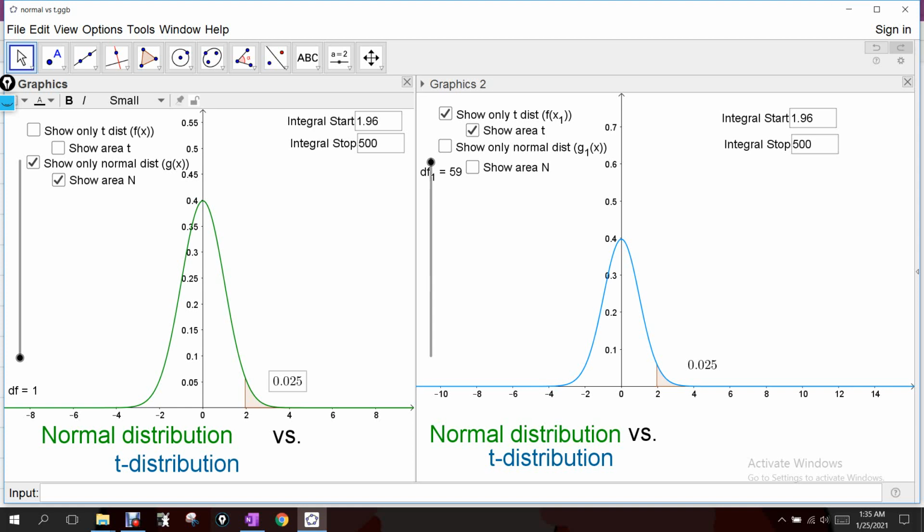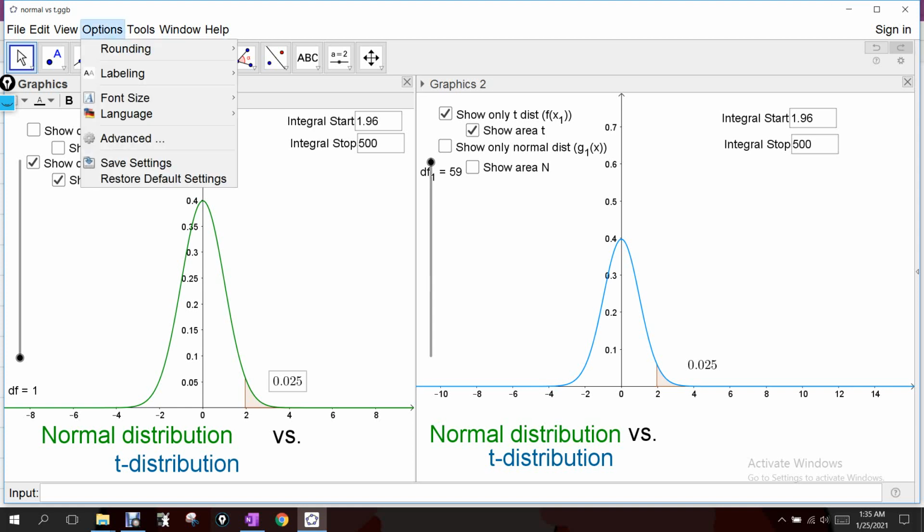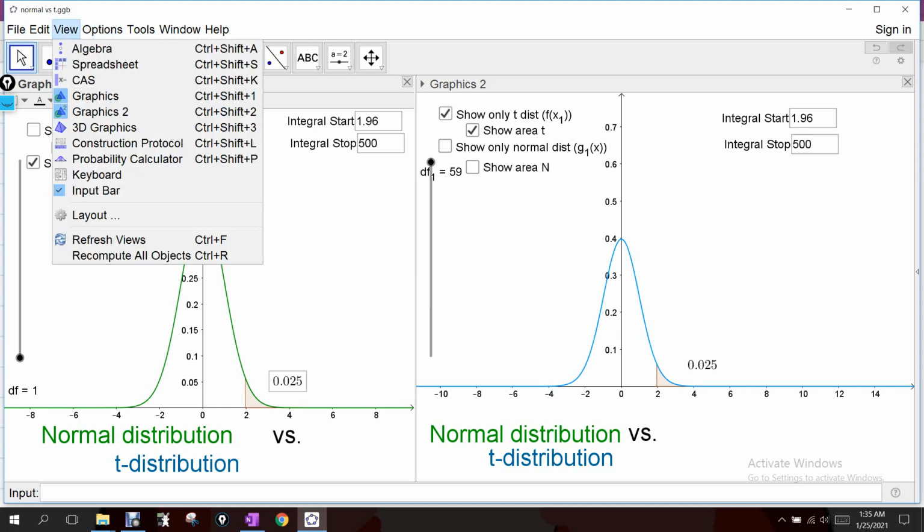We've messed around a little bit with GeoGebra, Desmos. I don't know. I'll have to play around with it a little bit.